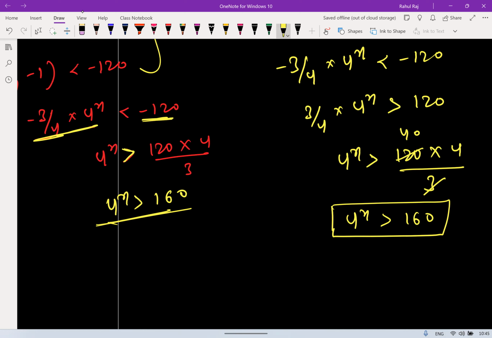Yeah. Now, can I ask you for what value of x 4 to the power x will be greater than 160? When is this condition possible? You want me to tell you the power, the square root, the power? You don't have to tell the power. Oh my God, you get so scared, Alexa.